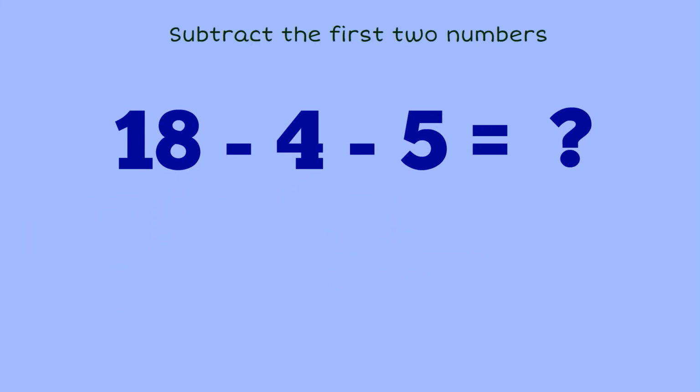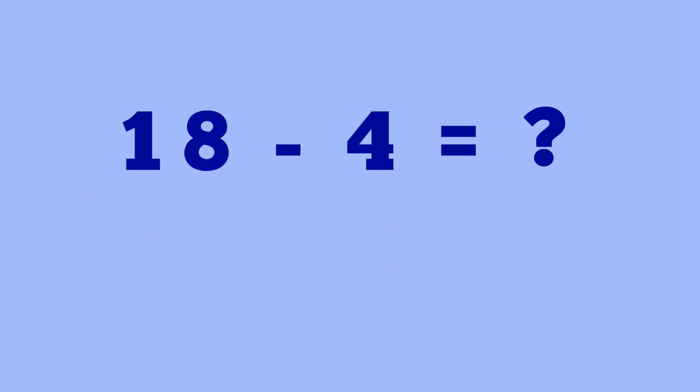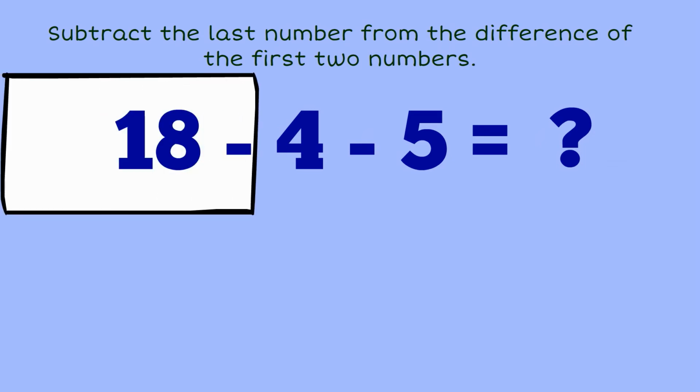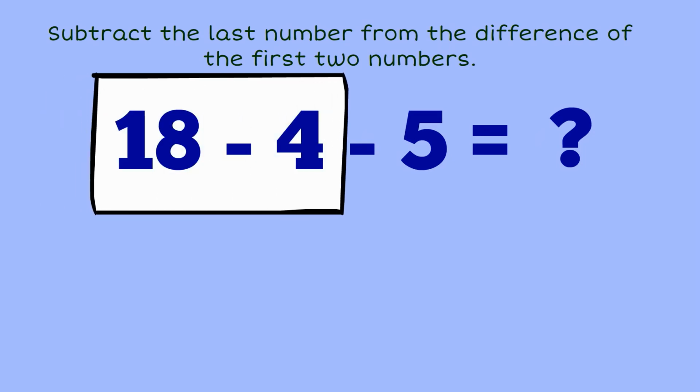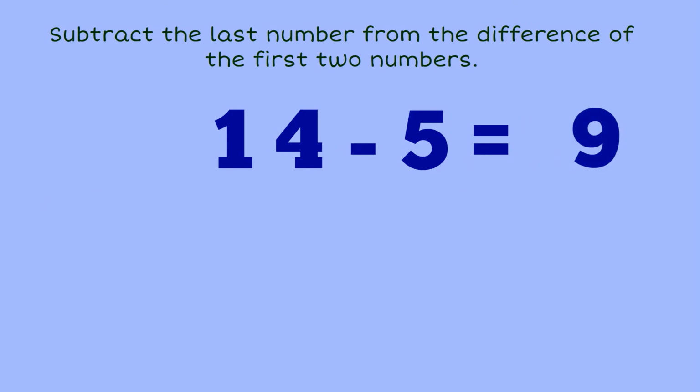Subtract the first two numbers. 18 and 4. So 18 minus 4 is equal to 14. Subtract the last number from the difference of the first two numbers. The difference of 18 and 4 is 14. So we will subtract the last number, which is 5, from 14. So 14 minus 5 is equal to 9. The answer is 9.